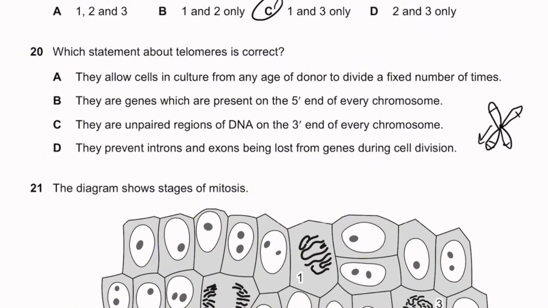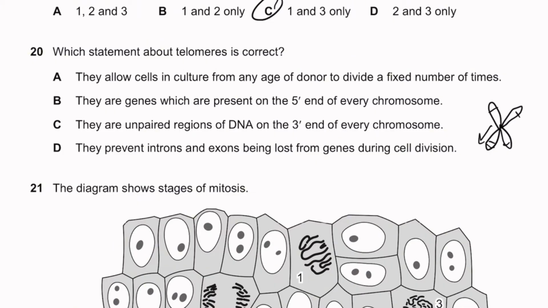Obviously they determine the age or the lifespan of cells. They don't really allow you to divide a fixed number of times. There are genes which are present on the 5' end of every chromosome. No, they're unpaired regions of DNA. That's not what they are. They prevent introns and exons from being lost from genes during cell division.